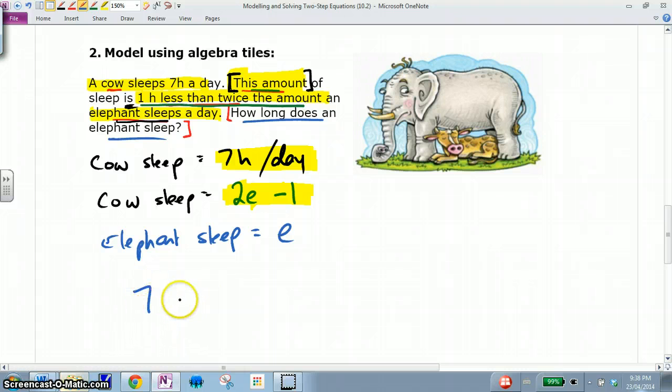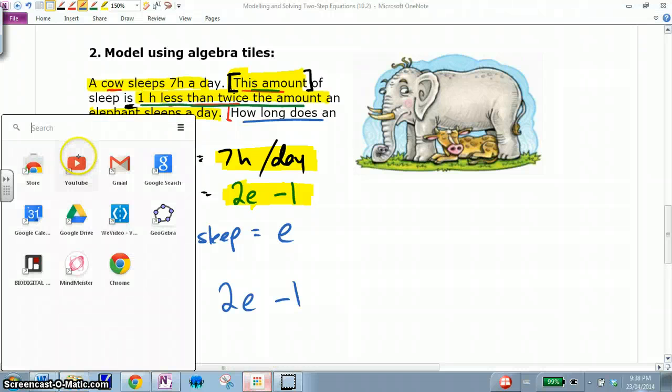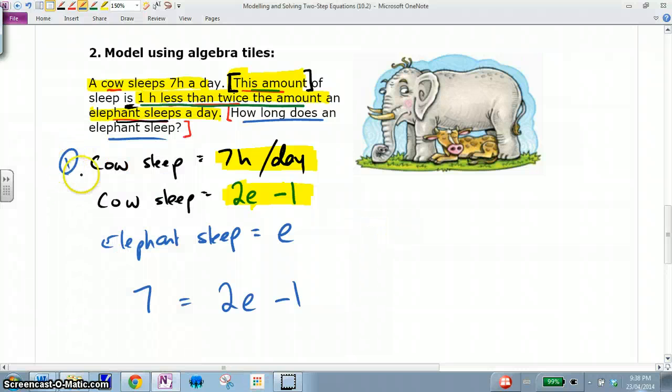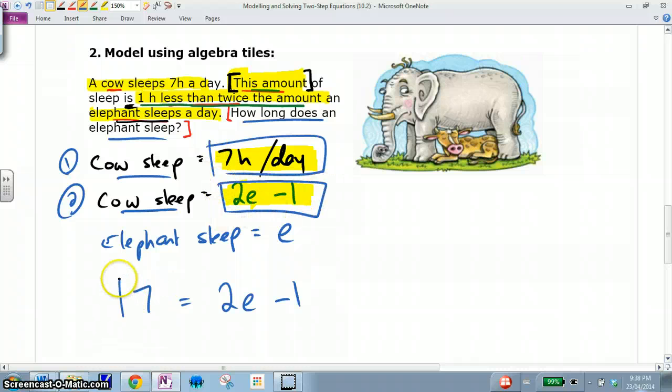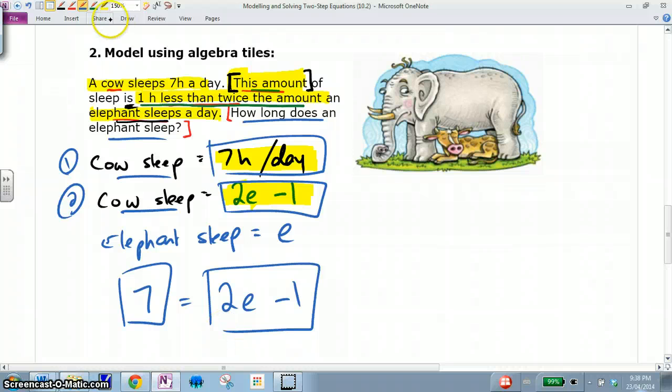7 hours a day equals 2 times the elephant sleep minus 1. So there's our equation, and there's a lot of thinking that goes into getting there. Make sure you can follow that. Make sure you understand that. The question gave us two pieces of information about cow sleep, and what we did is we made them equal to each other. So the 7 hours a day is equal to the 2e minus 1.